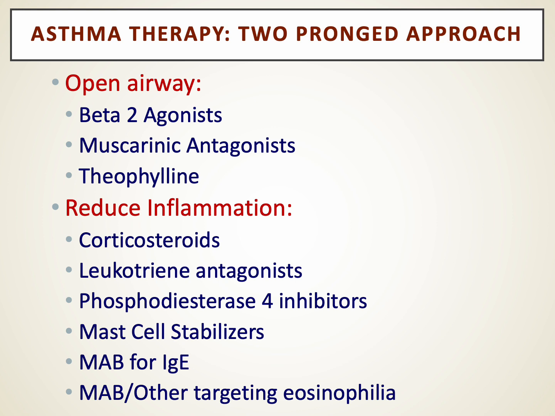There are some other options as well. There's a phosphodiesterase 4 inhibitor that's used in end-stage COPD. There are older mast cell stabilizers, and there are monoclonal antibodies directed against either IgE or that affect eosinophils, which might be high in refractory cases of asthma.